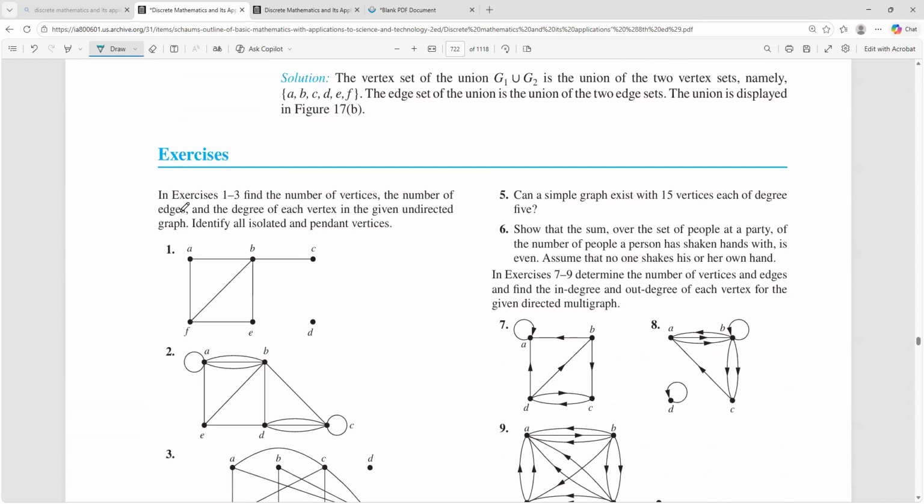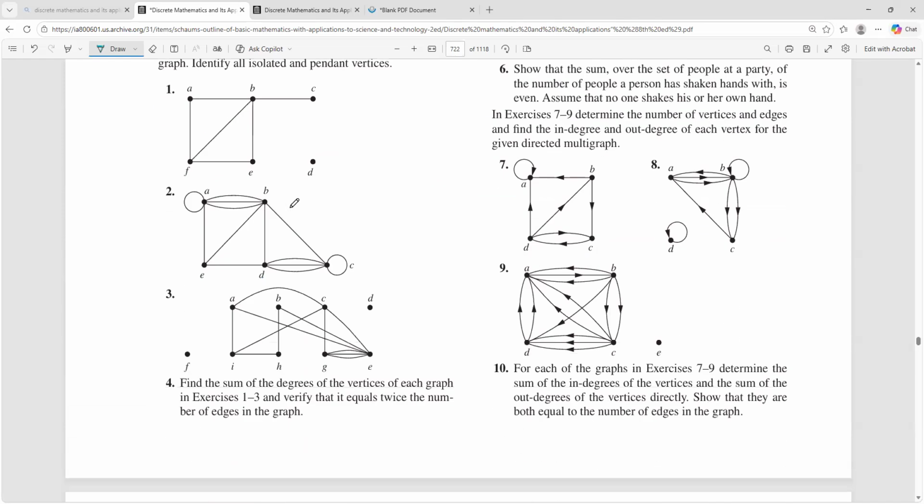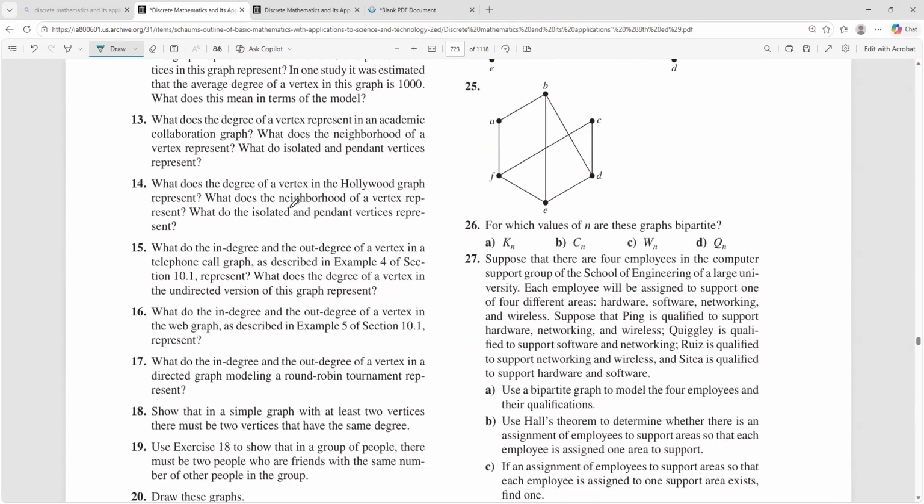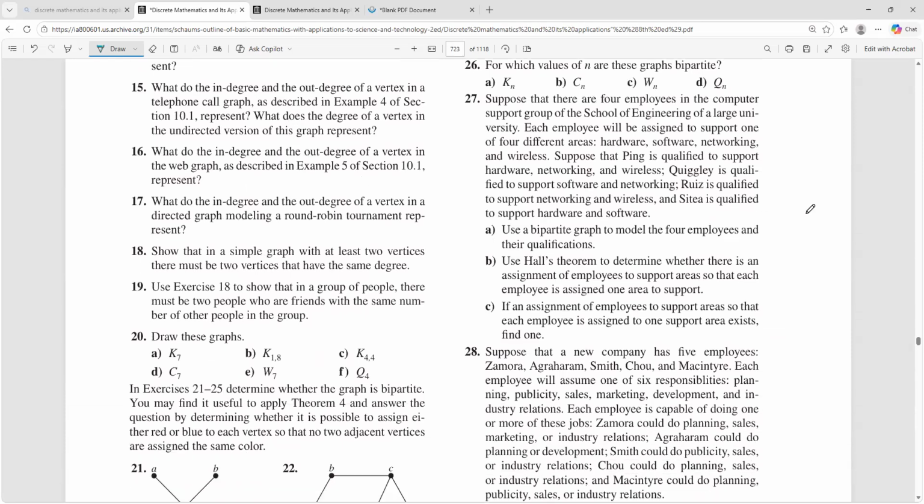Exercises. What was it? 26 to 30. Okay, so which one do y'all want? 27 to 30. Okay. Suppose there are four employees in the computer support program, the School of Engineering in a large university.